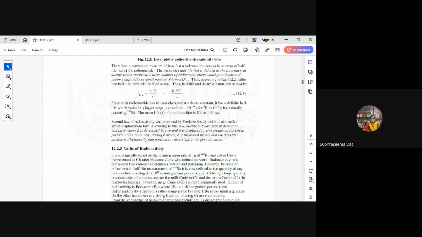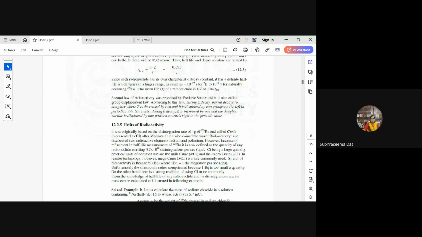We also have the radioactivity second law that was proposed by Soddy, which tells us about the position of the daughter nuclei that is formed after the radioactive decay. According to this law, when the parent undergoes an alpha emission, then the Z is decreased by 2 and it is displaced two positions left in the periodic table. And when a parent nuclei emits a beta particle, then the Z is increased by 1, and the new daughter element that is formed moves one position right of its original position in the periodic table. So this is the group displacement law proposed by Soddy.